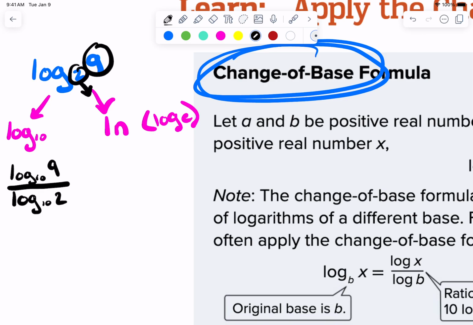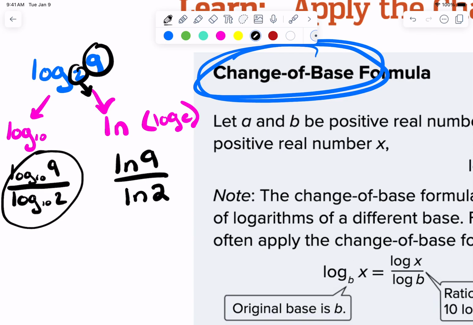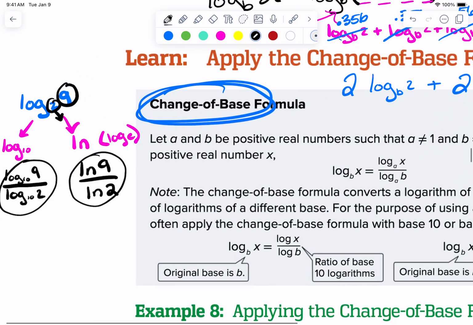If I want to do ln, I could do ln of 9 over ln of 2. I can change to any base that I want by doing log of the big number over log of the base number. Does that make sense? Now you can type this into your calculator and get a decimal answer, rather than changing your calculator to base 2. You get the same answer.